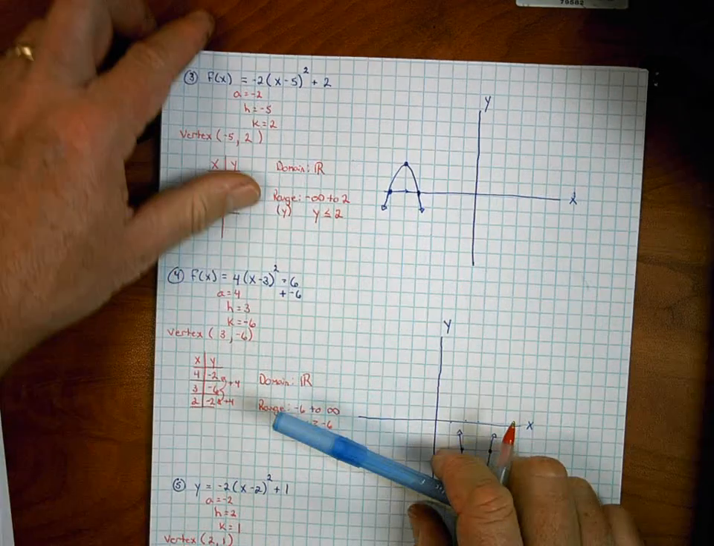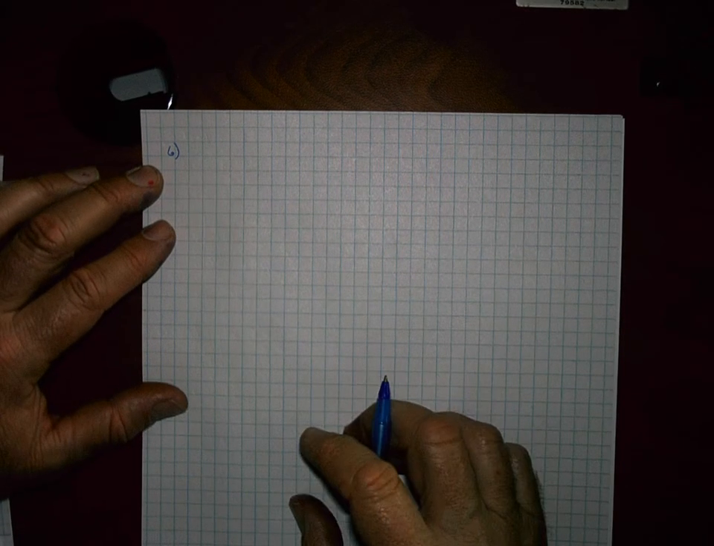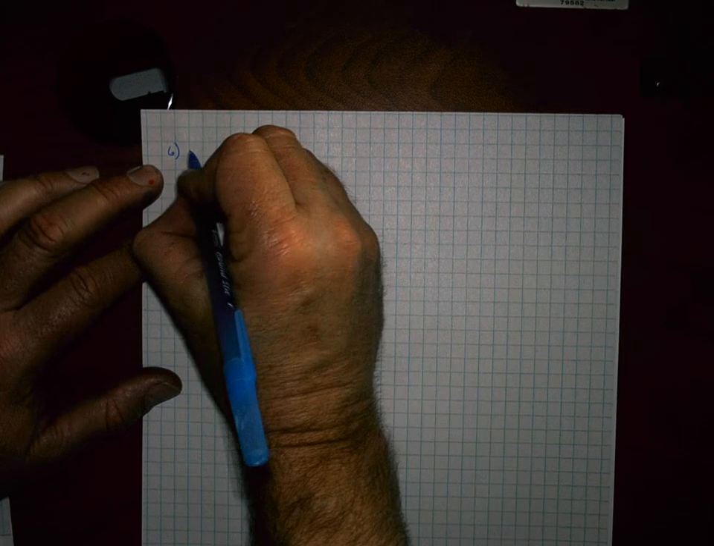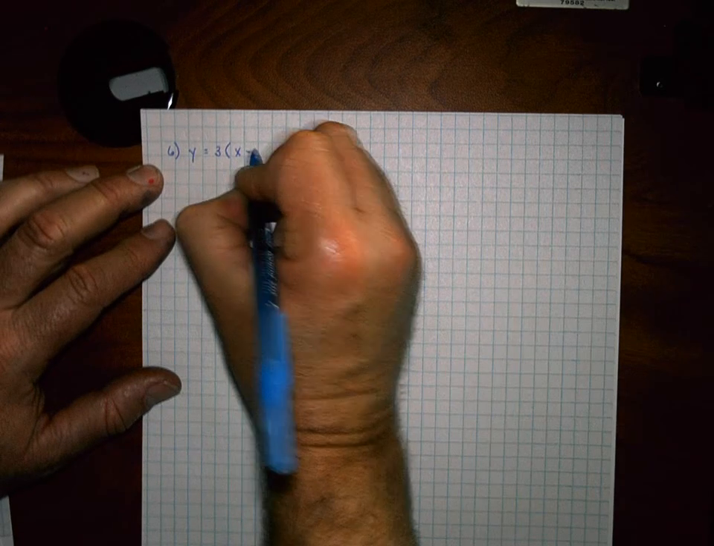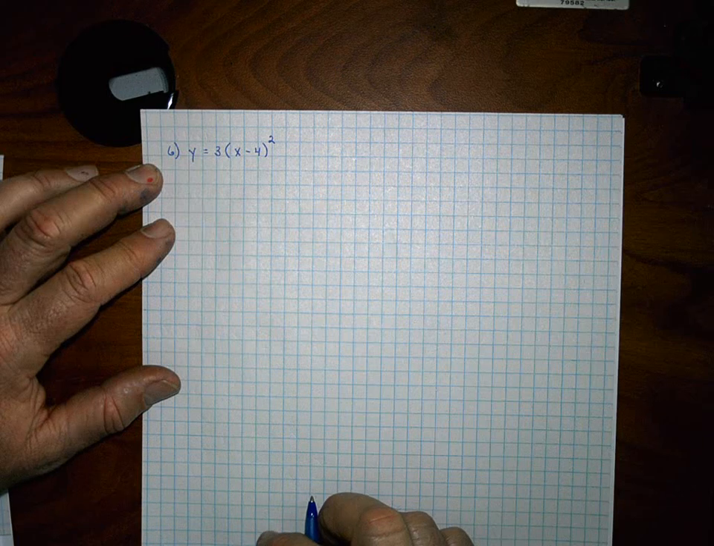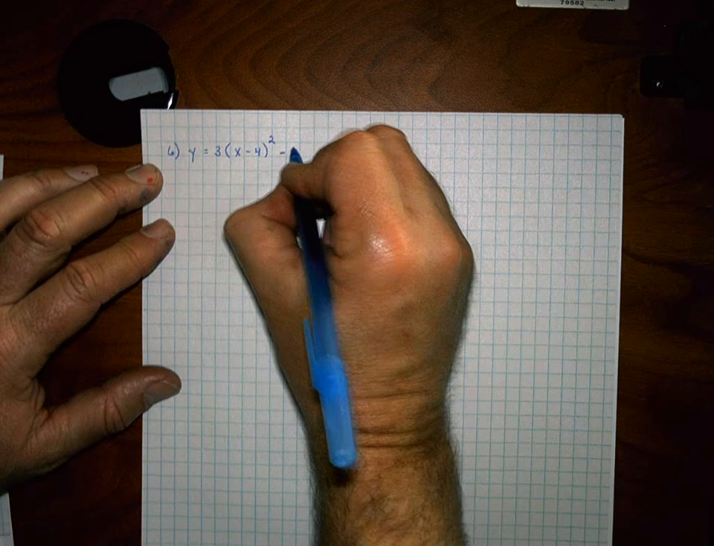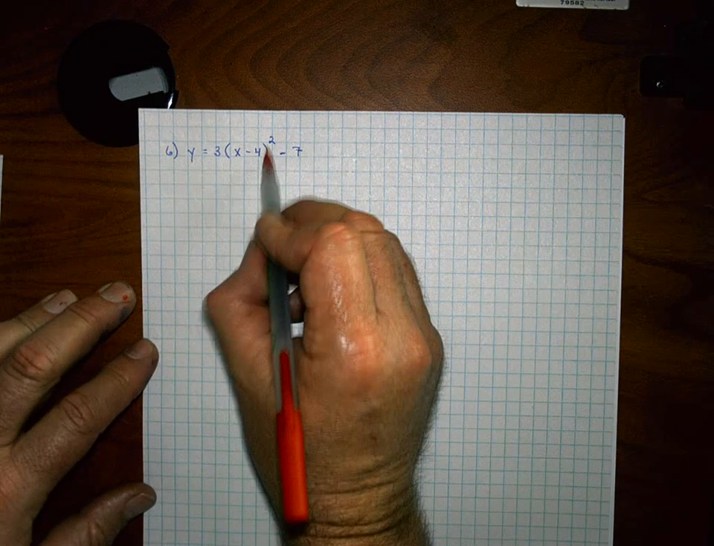All right? Number 6. Second to last problem that you were assigned from the vertex form of a parabola. So number 6 is y is equal to 3 times the quantity, which just means parentheses, x minus 4, to the second power, minus 7. All right, so this is in vertex form once again. How do I know it's in vertex form? Well, we have the parentheses to the second power.